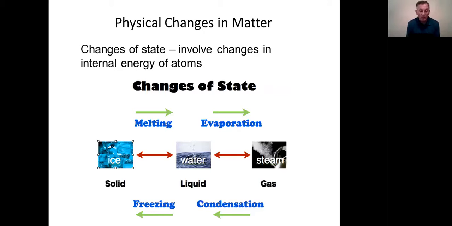So matter is subject to three types of changes. The first change we call a physical change, and it involves changes in the internal energy of atoms. In this case, we're talking about changes of state, so going from solid to a liquid to a gas, or vice versa. These are the kinds of changes that involve changes in the internal energy of the atoms.